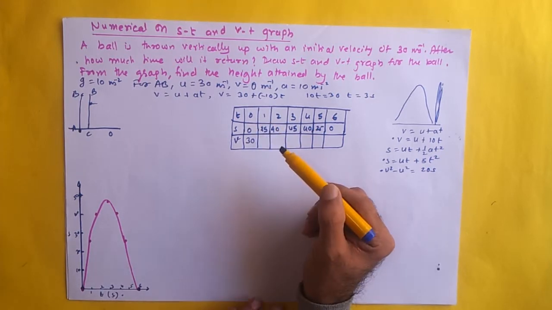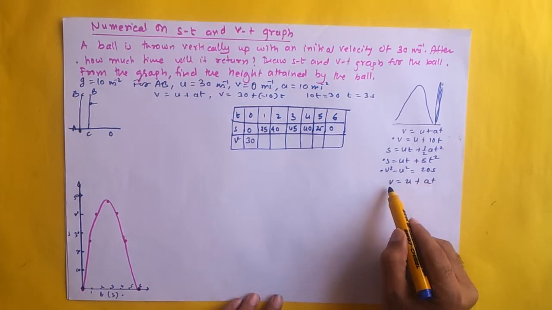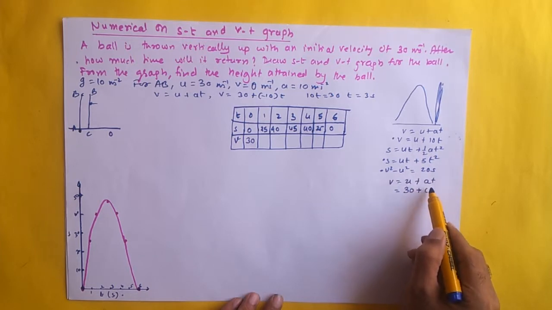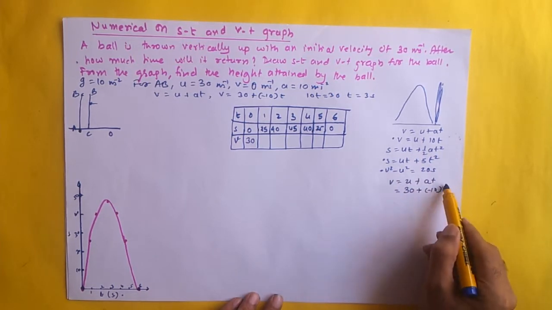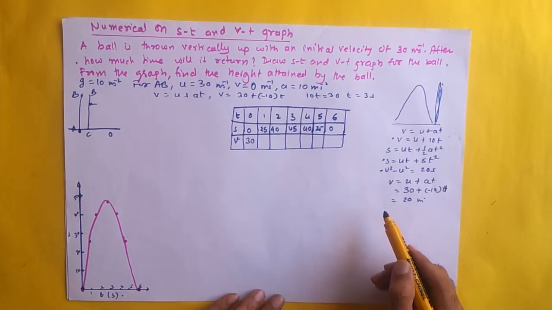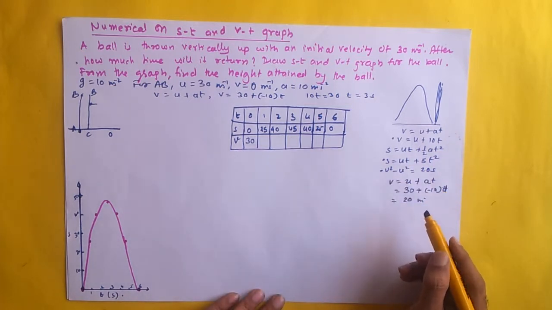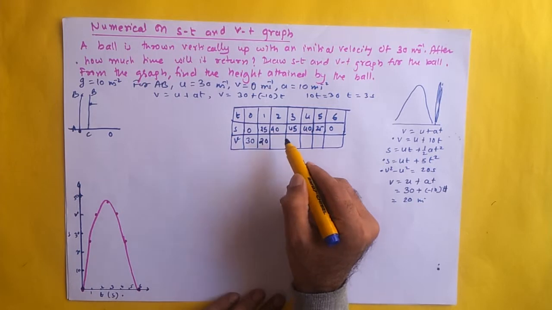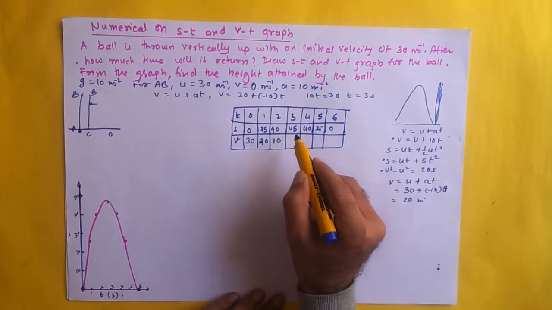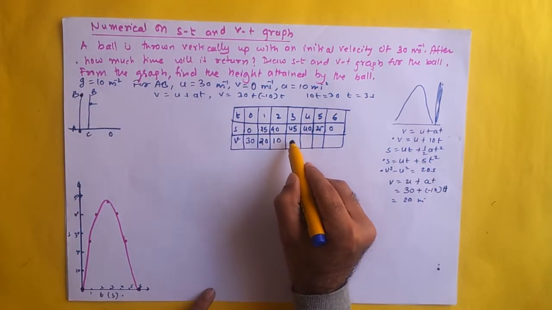What will be its velocity after 1 second? We can use v is equal to u plus at, and we'll get v is equal to 30 plus minus 10 into 1, 20 meters per second. Since the acceleration is 10 meters per second squared, the velocity will keep on decreasing by 10 meters per second every second. So here we will have velocity of 20. In the next second, it will again decrease by 10 meters per second, so this will become 10. When it reaches the maximum height after 3 seconds, its velocity will become 0.